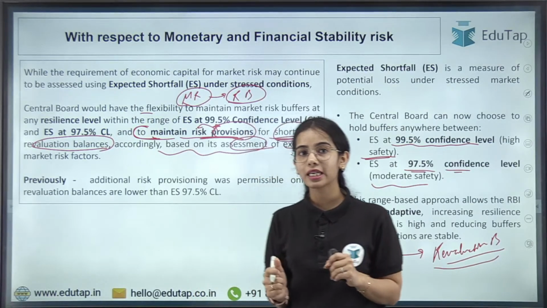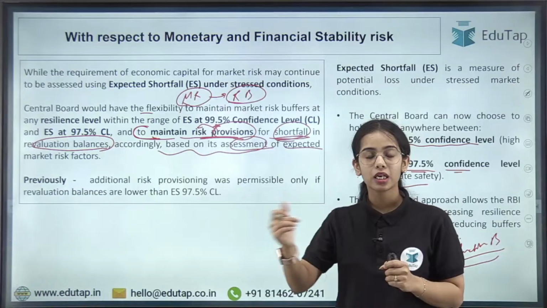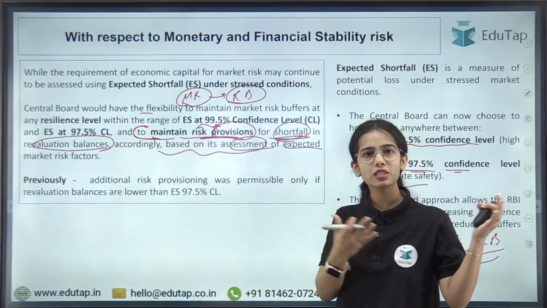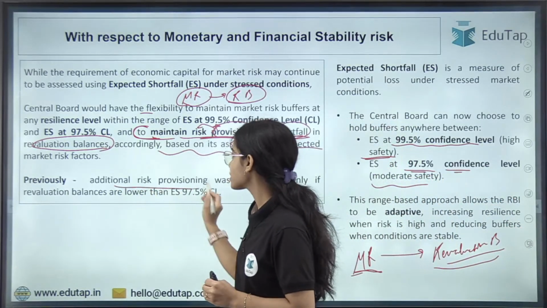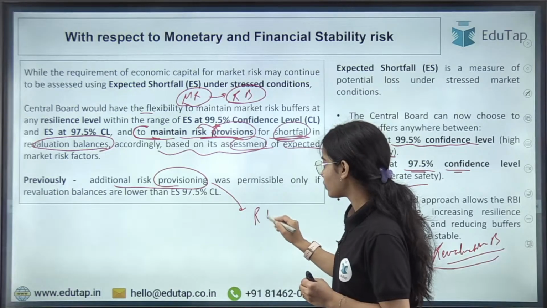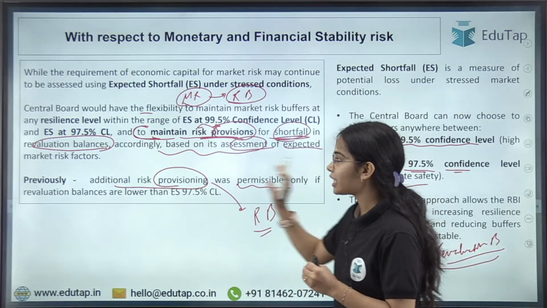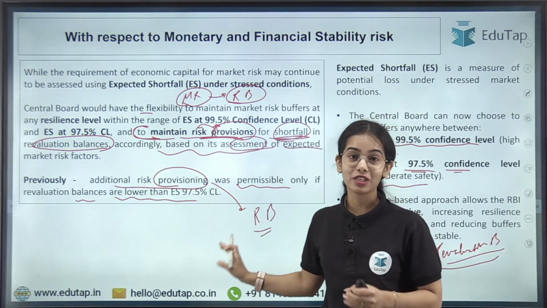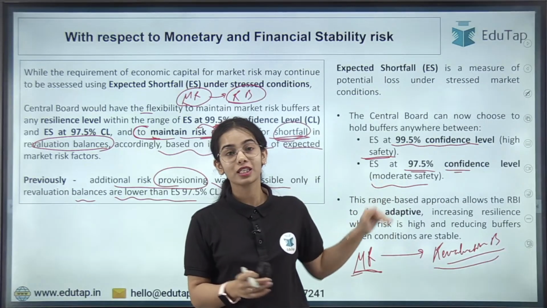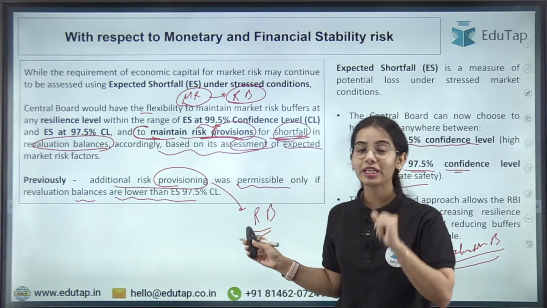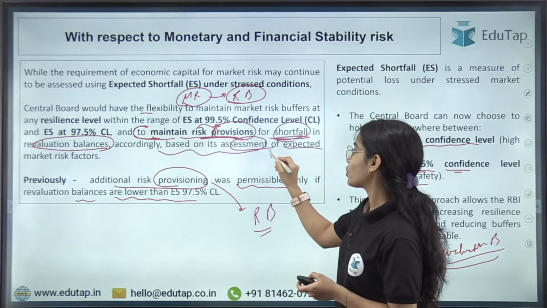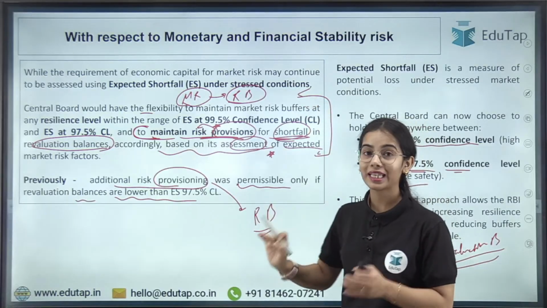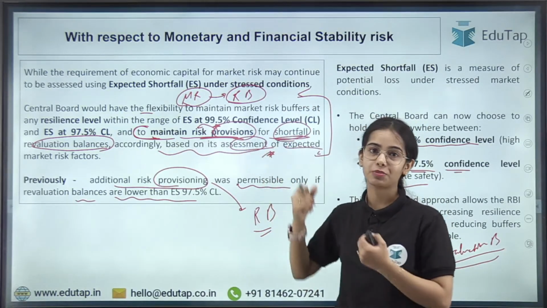Now, previously, what was the case? This the RBI has recently adopted, or recently it has been reviewed, so what was the previous case? In the previous case, the additional risk provisions that can go to the revaluation balances were permissible only if the revaluation balances were lower than 97.5% of confidence level. So that means only for the moderate safety, the RBI could maintain the buffers. RBI could not maintain buffers for the high safety. Now the RBI will also be able to maintain the buffers for the high safety. That's why this flexibility is provided to the RBI. That's why this review and the change has been done by the RBI.